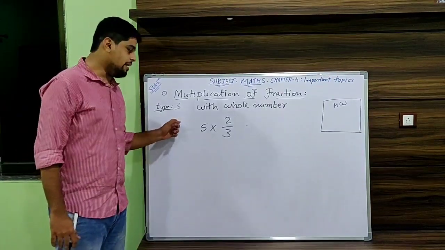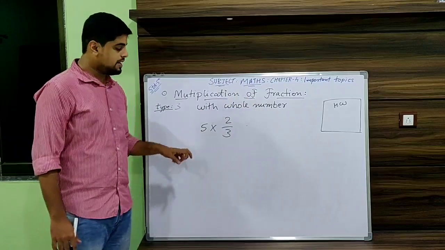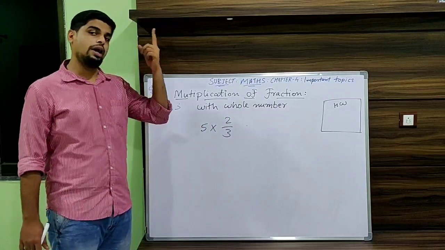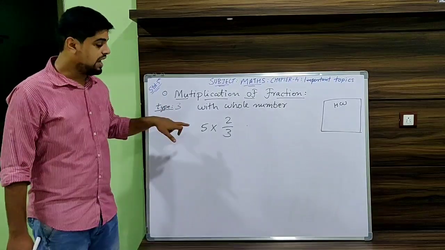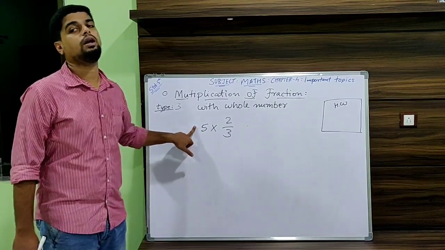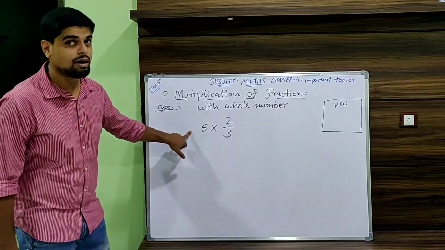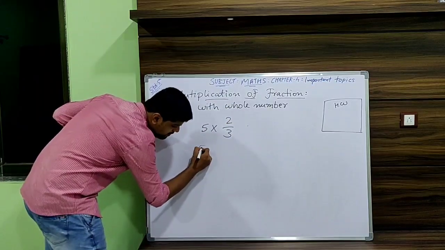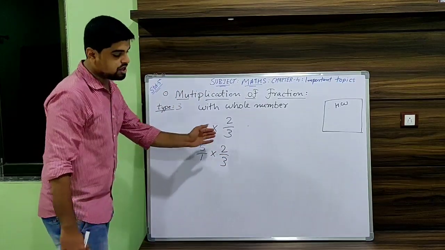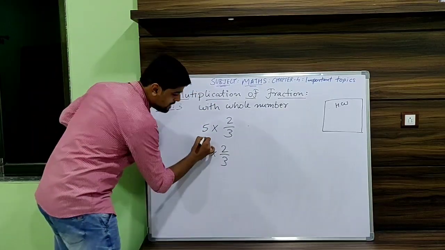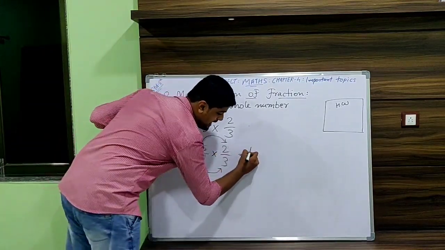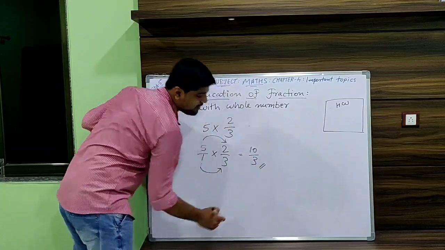Okay. Now the last type, type 3, is multiplication with a whole number. That means you are given one whole number, and that whole number is multiplied by a fraction, similar to addition and subtraction. So how to do it? We first make this whole number a fraction, and we have already learned how to make a whole number into a fraction. We just divide the number by 1. So we can write 5 divided by 1 multiplied by 2 divided by 3, isn't it? Now this is a fraction multiplied by a fraction, and it is very simple. We just multiply numerator with numerator and denominator with denominator. So the answer will become 5 2s are 10 and 1 3s are 3. 10 by 3 is our answer.